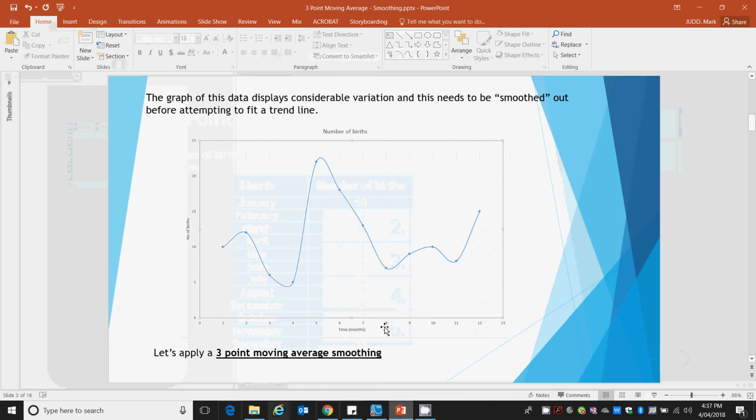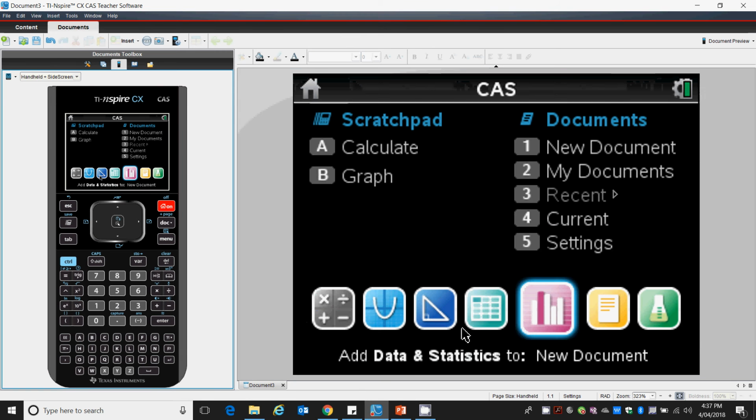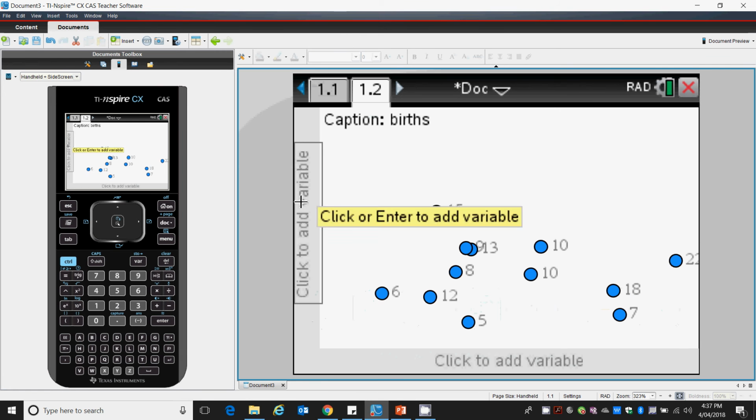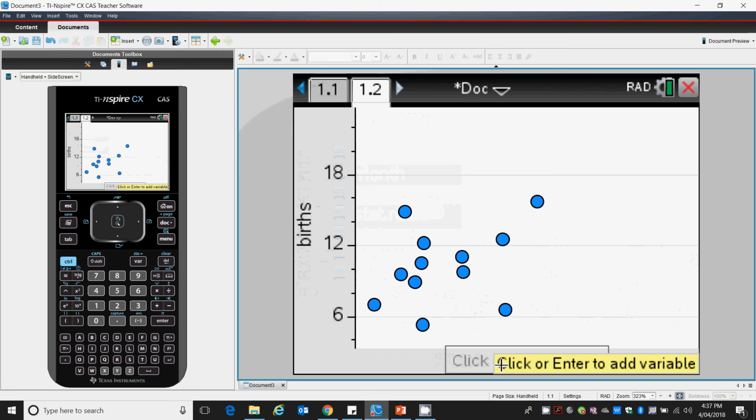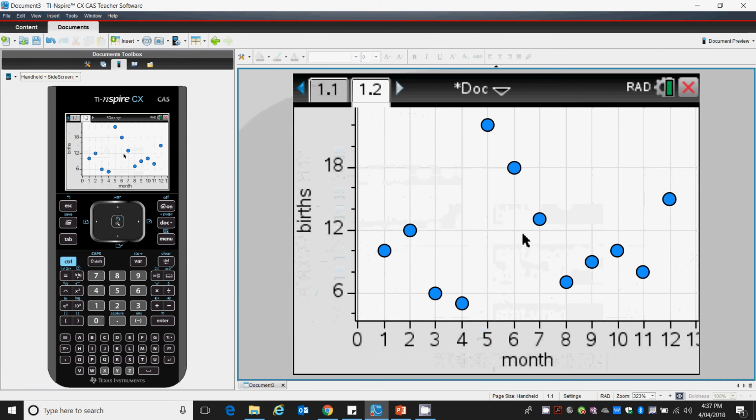This is what our data looks like. We can also plot that very simply. Do a plot, number of births on the vertical axis, the months on the horizontal axis, and there's our particular scatter plot. You can see here there's great variation from the top of 22 births right down to our bottom of 5. A lot of variation in our data.